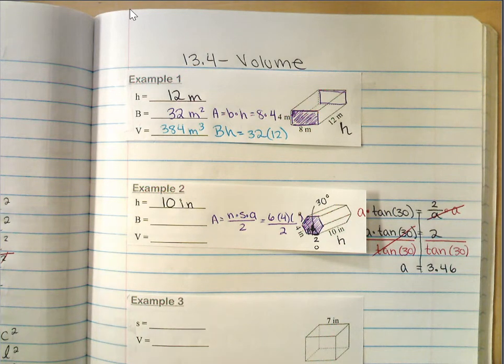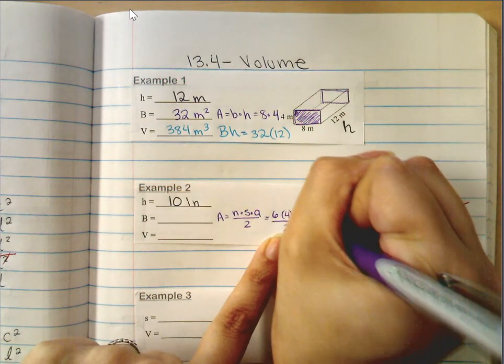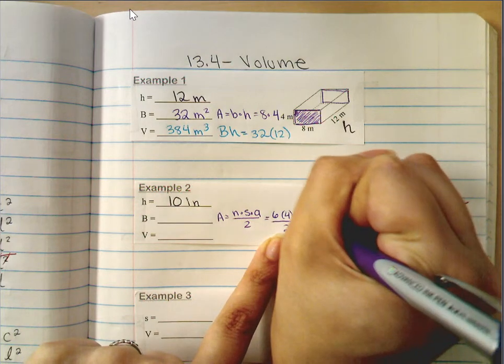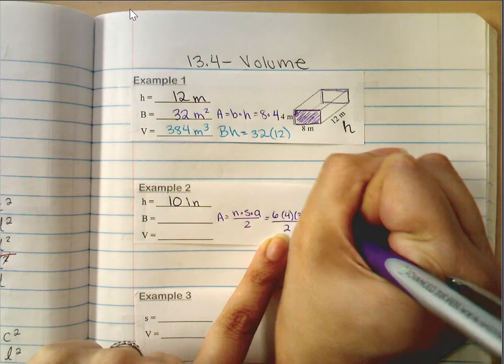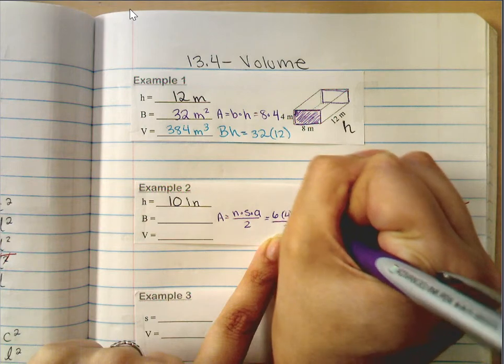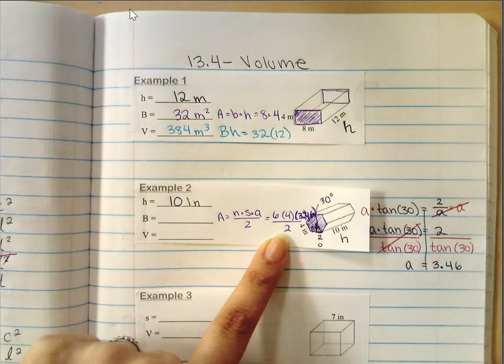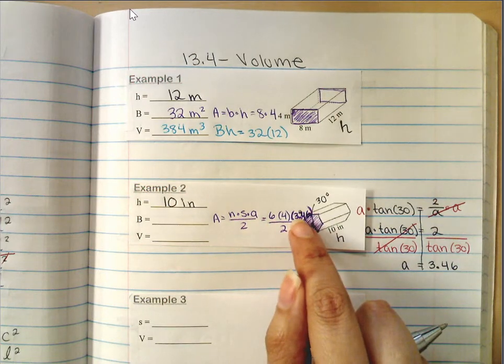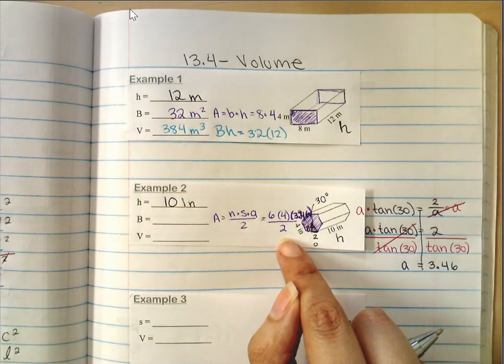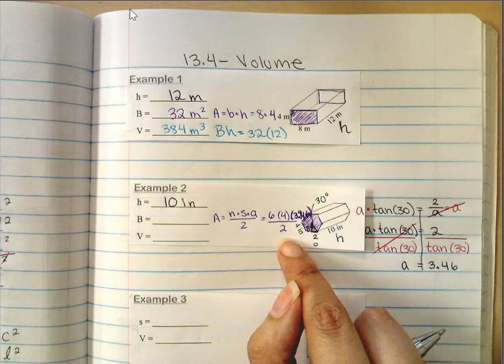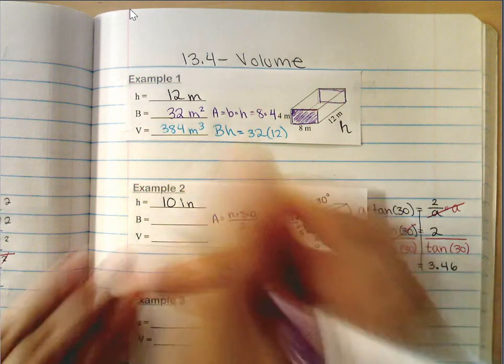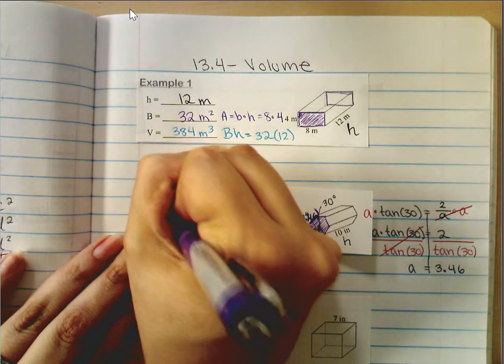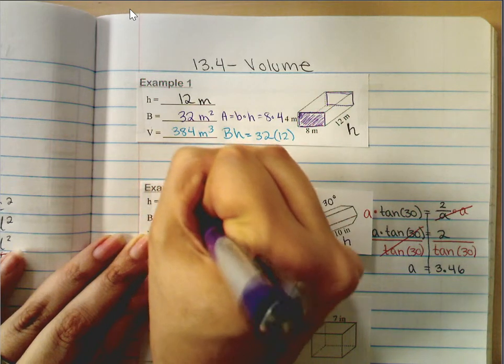So that 3.46 is going to go right here. I multiply 6 times 4 times 3.46, then divide by 2, and I get 41.52. So that's the area of my base, 41.52.